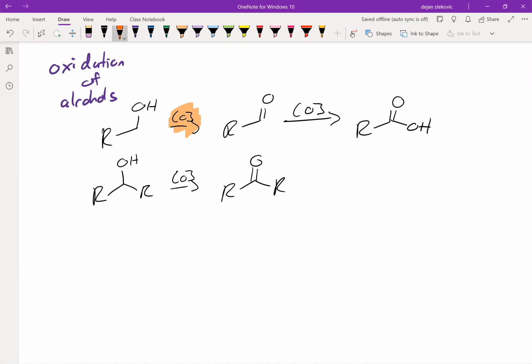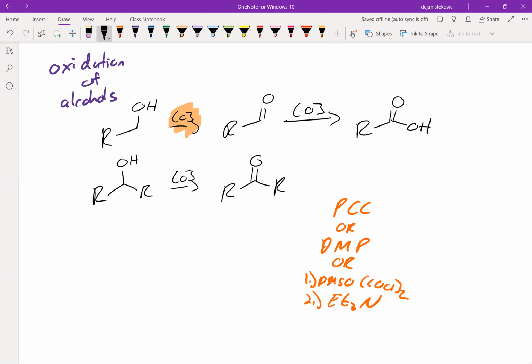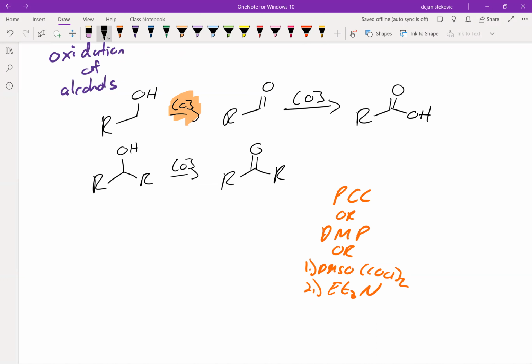In the case of the oxidants that will stop at an aldehyde, that's a bunch of reagents, right? So that's our PCC or our DMP or our Swern oxidation. So you can use any one of them, probably one of the first two, just because it's less to write.